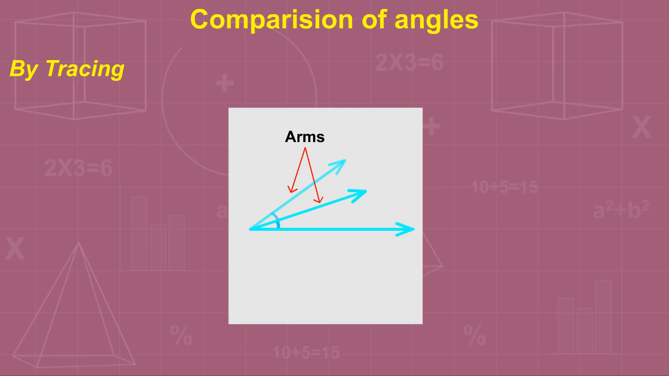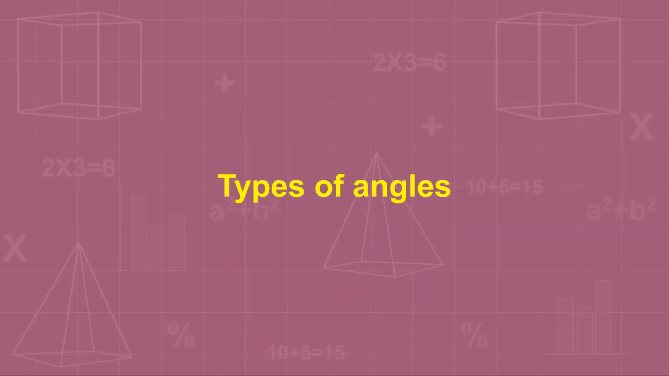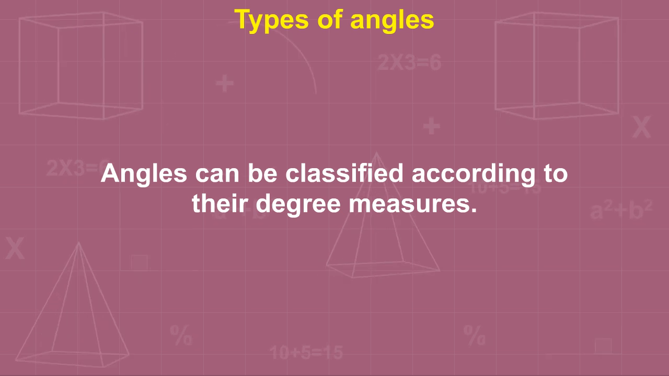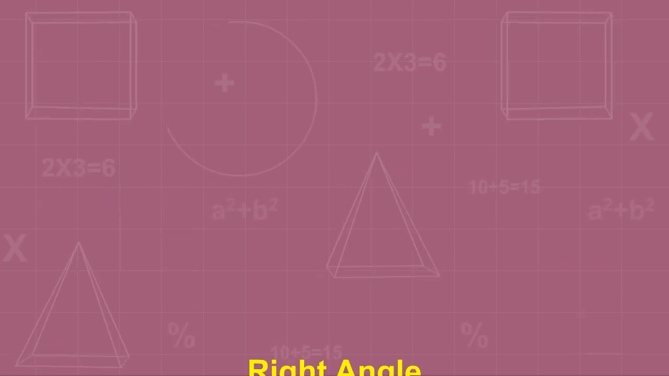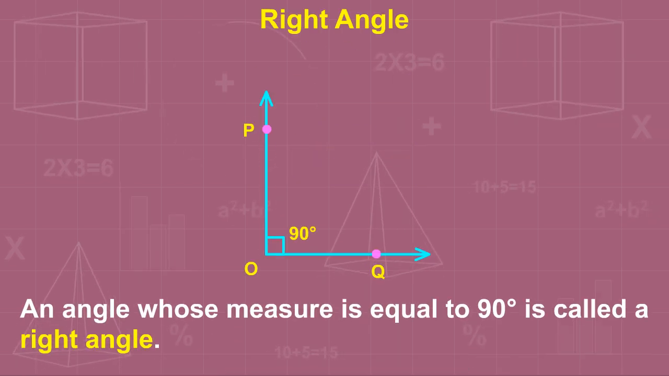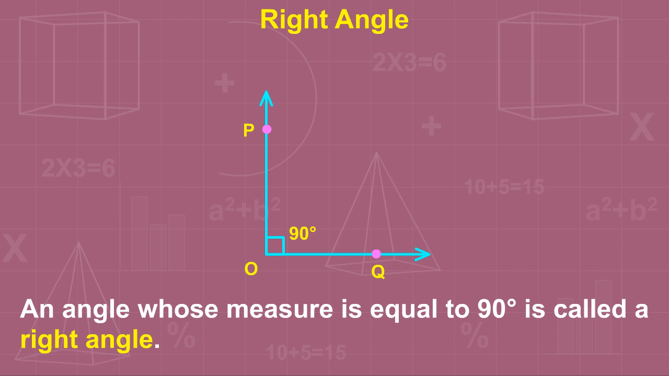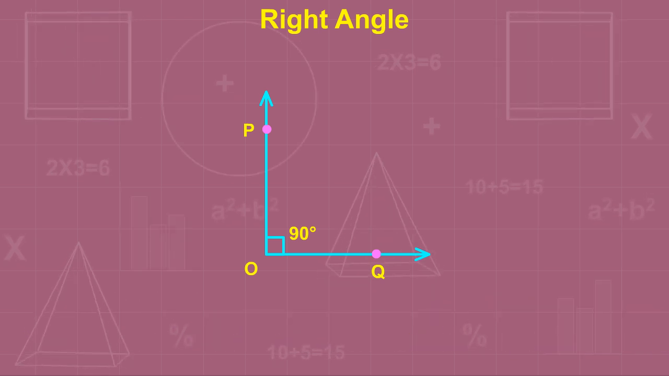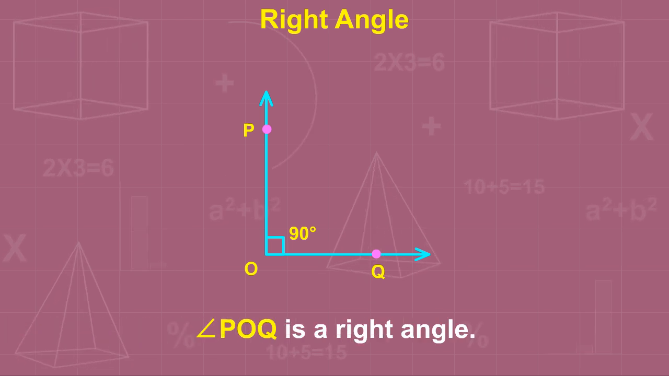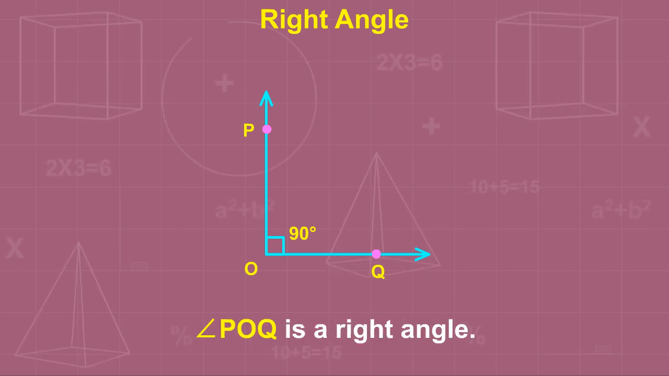Now we will study and learn about types of angles. Angles can be classified according to their degree measures. Right angle. An angle whose measure is equal to 90 degrees is called a right angle. The arms of a right angle are perpendicular to each other. For example, the given angle POQ is a right angle.